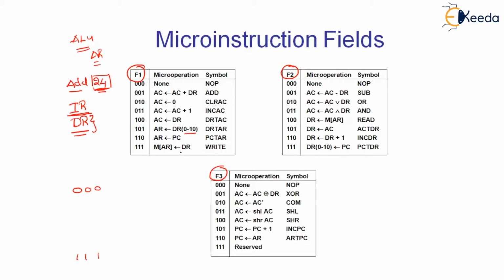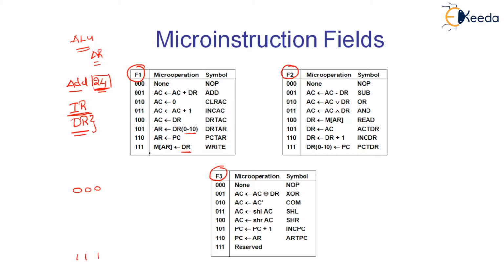111: data register to memory. This is the write operation. You know that every time you want to send information to the main memory, initially that must get transferred to the data register. In the previous class, I explained the data register. The data register is the only register which can either hold the information that has been accessed from the main memory, or hold the information before it gets transferred to the main memory.